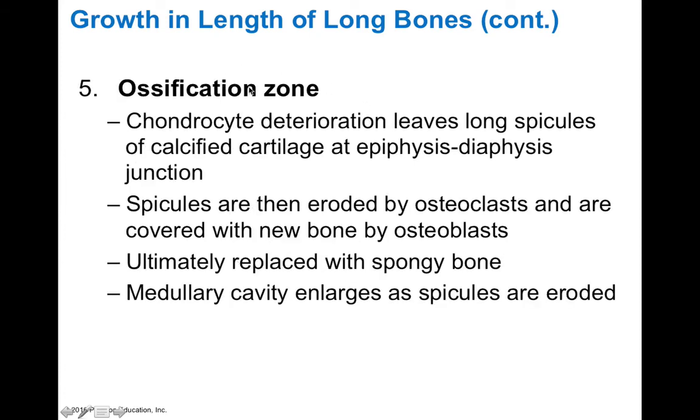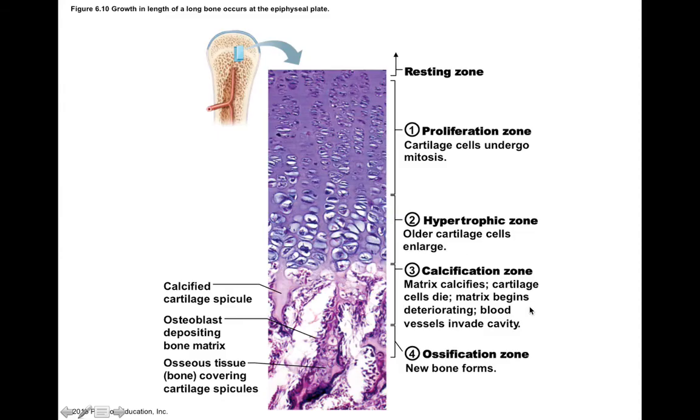And in the fifth zone, that calcified dead cartilage is essentially turned into bony tissue. So what we're seeing here is that chondrocytes deteriorate, leaving these spicules and the calcified cartilage at the epiphyseal diaphysis junction. These spicules are eroded by osteoclasts and then covered with new bone tissue by osteoblasts, and ultimately replaced with spongy bone. The medullary cavity will enlarge as the spicules are eroded. So we're seeing here those 5 zones of the epiphyseal plate.